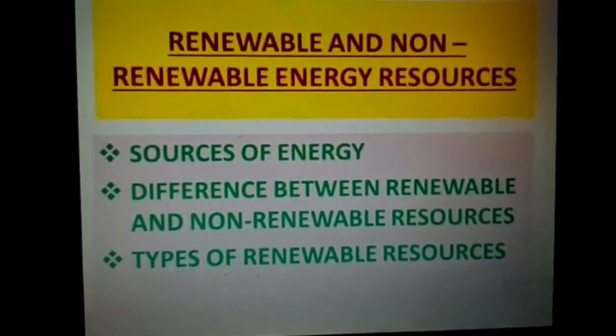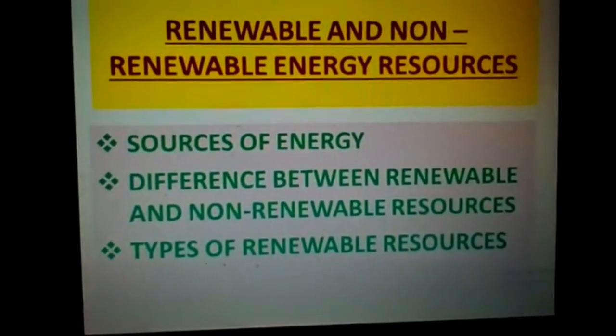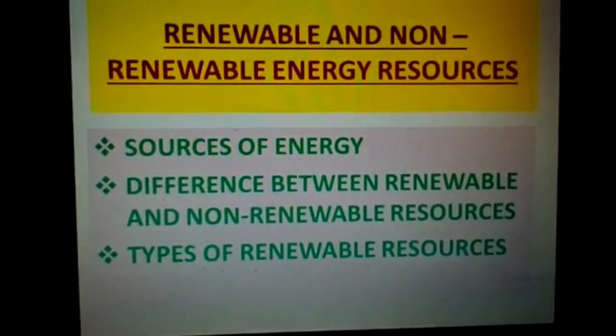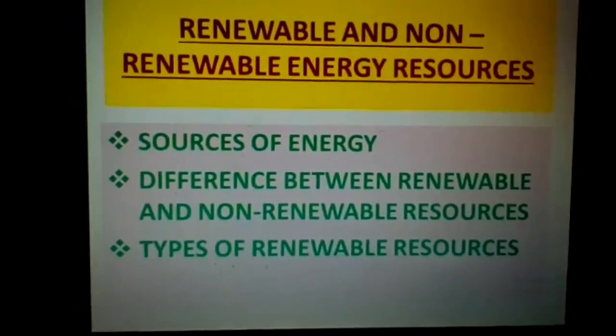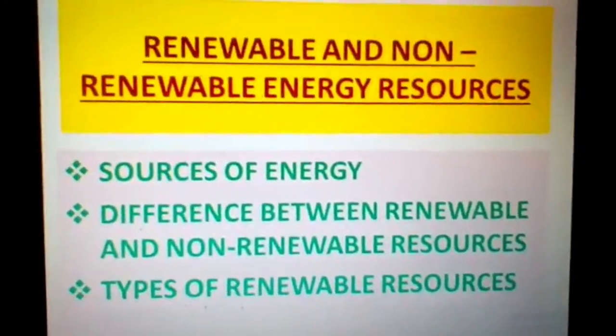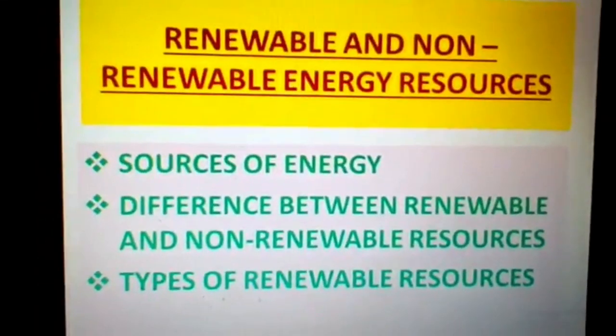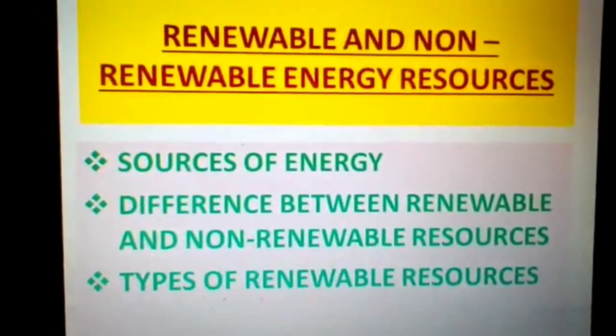After doing that, we'll be discussing the subheadings, that is the sources of energy, differences between renewable and non-renewable resources, and types of renewable resources only for today. Before we go ahead, let's understand the entire terms given in the topic itself.